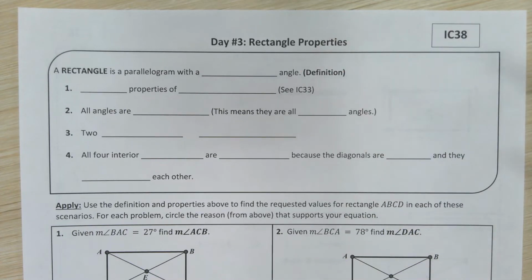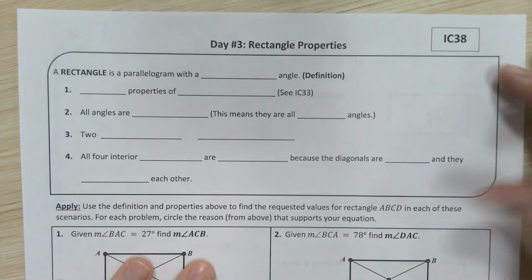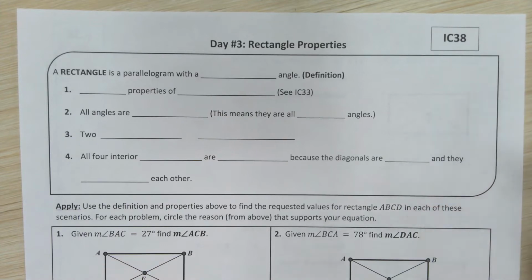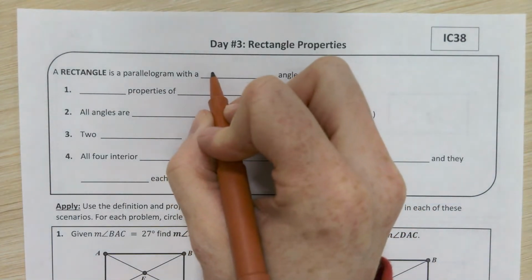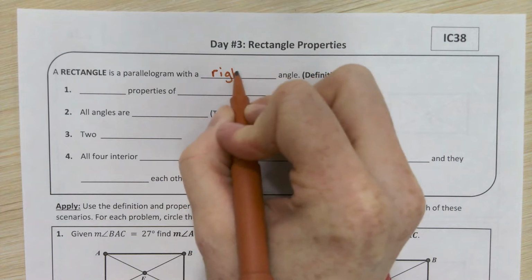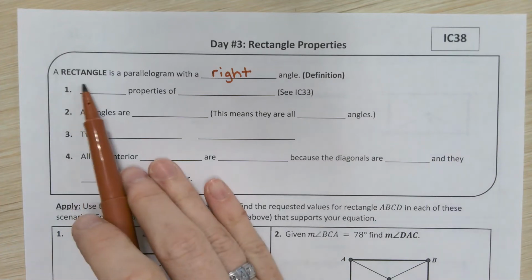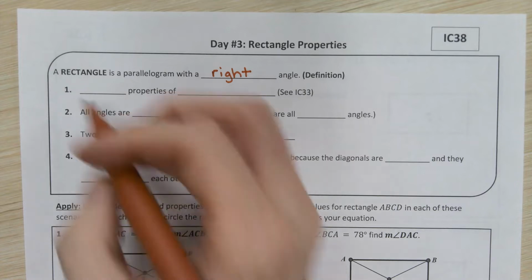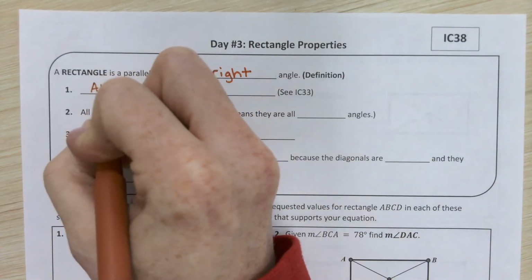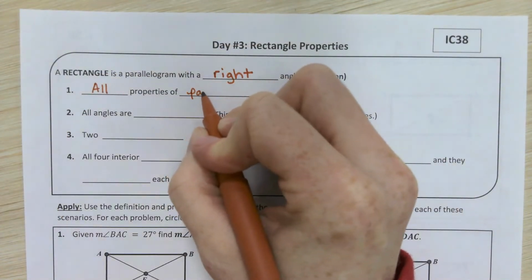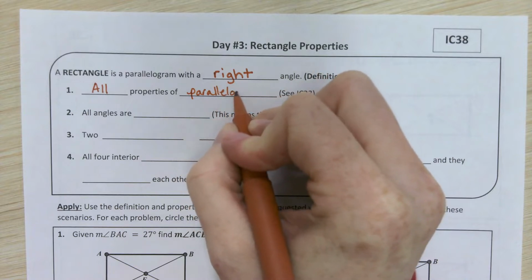So first we'll start off with the definition. A rectangle is still a parallelogram, but instead of being a parallelogram with consecutive sides congruent, like a rhombus, this is a parallelogram that has a right angle. And because a rectangle is a parallelogram, just like with the rhombus, all of our properties of parallelograms are still valid.